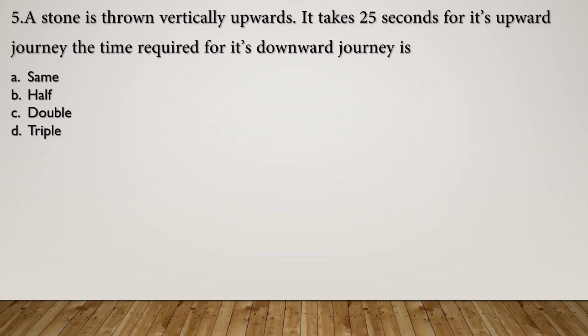And in the second half, when the stone moves from the highest position to the initial position, the velocity goes on increasing, and it is again because of the gravitational acceleration, which is in the downward direction. So velocity decreases during the first half because of gravitational acceleration. It increases during the second half because of again the gravitational acceleration, and that is why the time required for both of these motions, upward as well as downward, is the same, and that is why option A is the correct option.